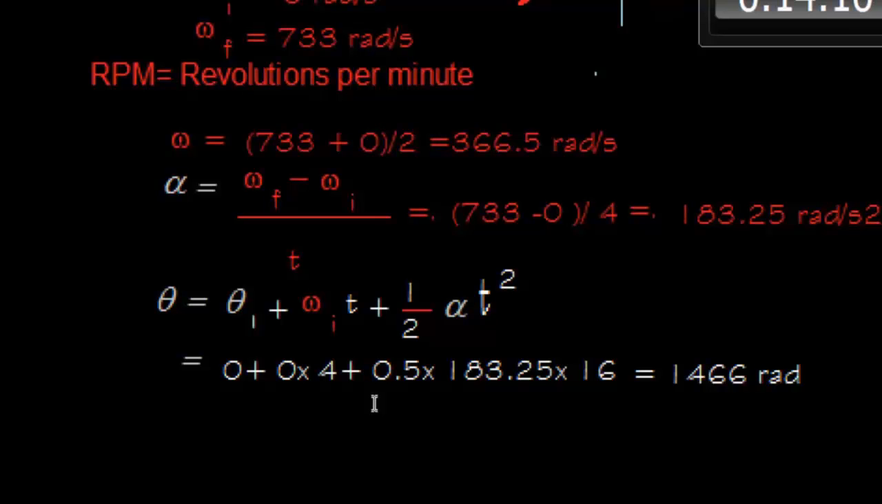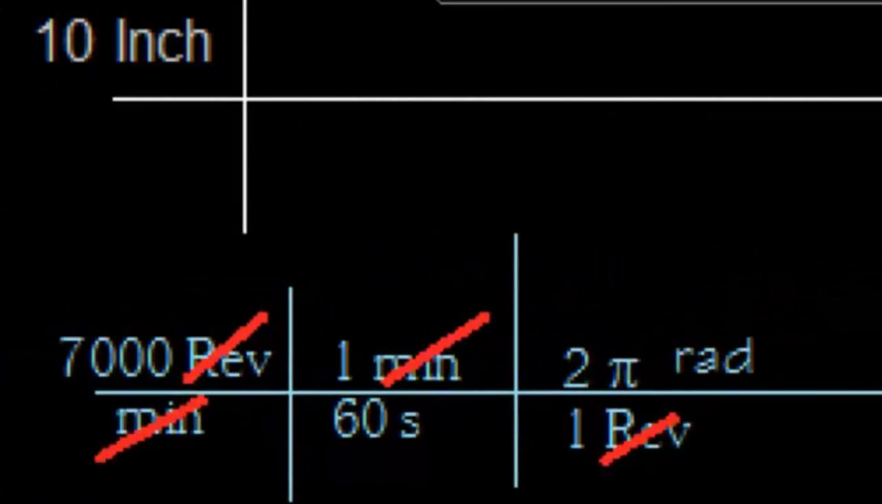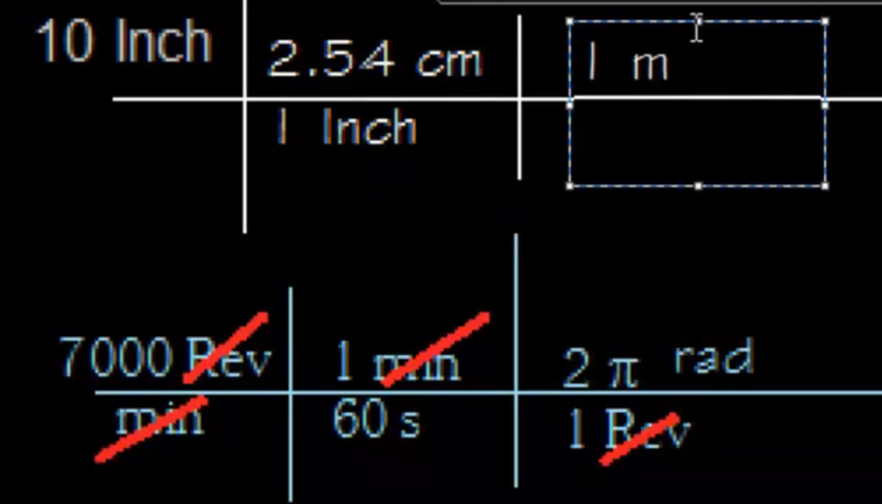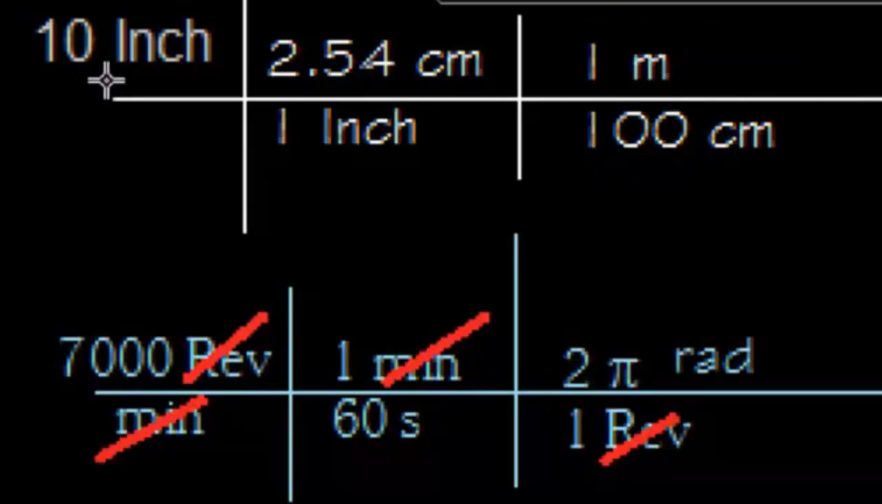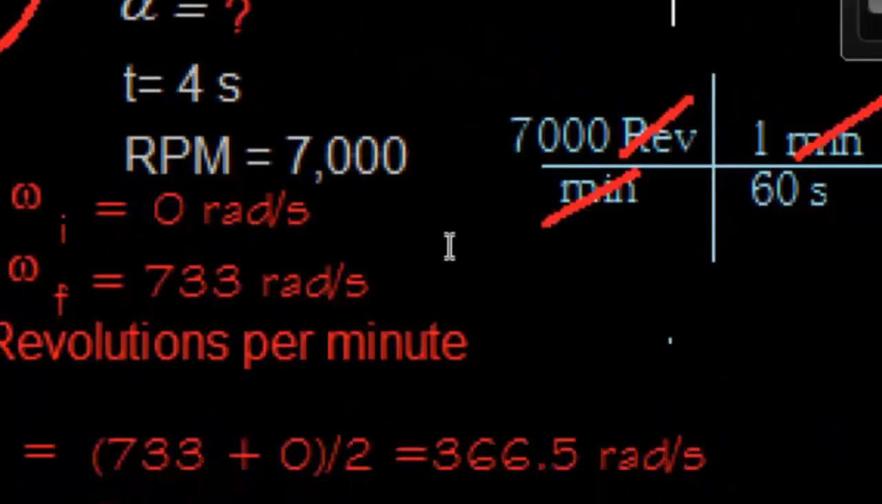To figure the linear counterparts for these, remember in the radian tutorials I told you that the bridge between linear and angular is the word radian, and radian means radius length. We know that the radius is 10 inches, and of course we have to convert that to metric. We know that 1 inch equals 2.54 centimeters, and 1 meter has 100 centimeters in it. The inches cancel with the inches, the centimeters cancel with the centimeters, and what we have is 10 times 2.54 divided by 100 in meters, which is 0.254 meters, and that's the radius.